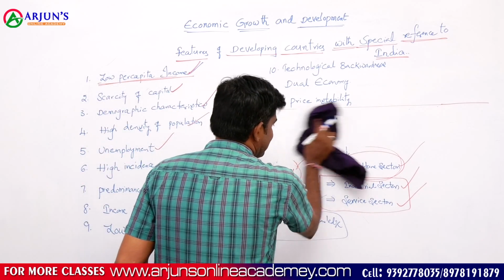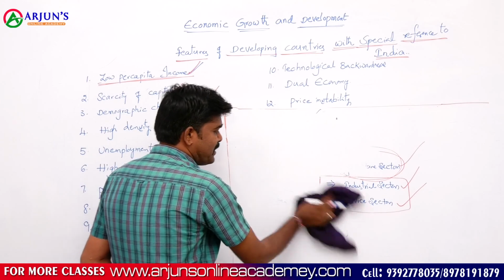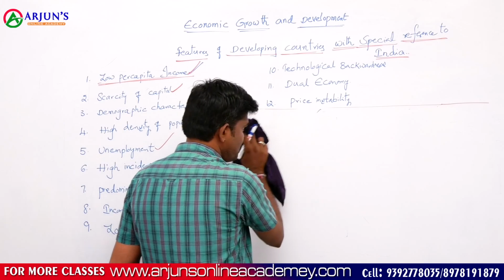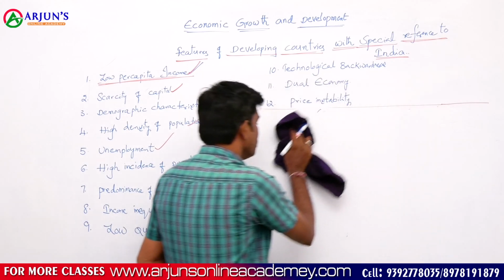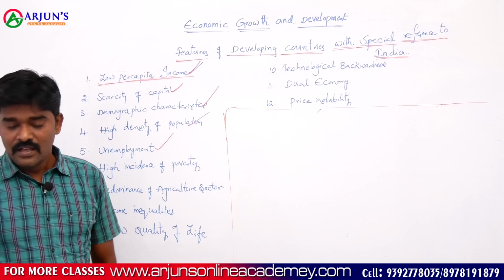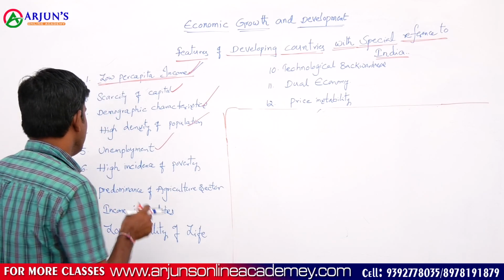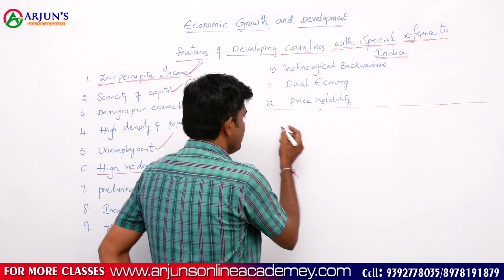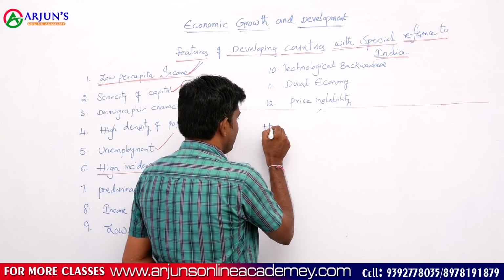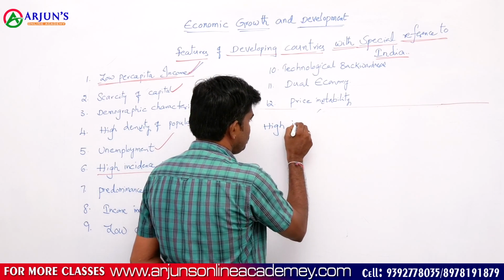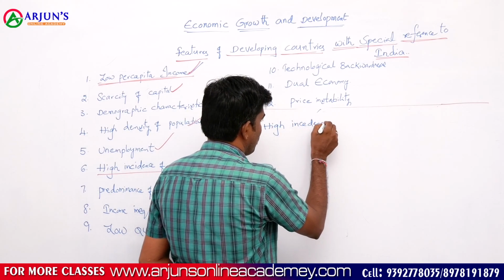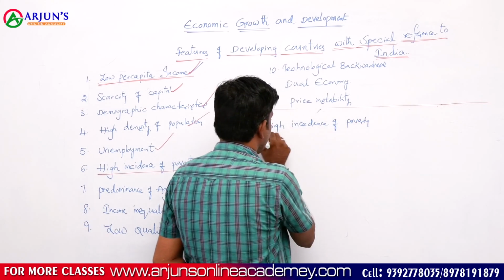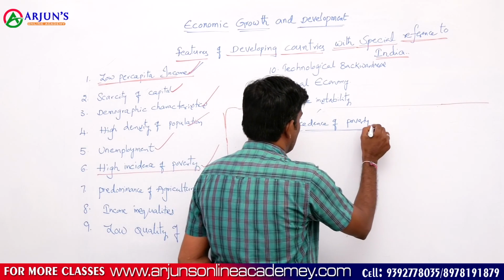Next, high incidence of poverty. This unemployment leads to poverty. What is poverty? Poverty is a situation in which people are unable to get the minimum needs to satisfy their wants. High incidence of poverty is also another important characteristic feature of a developing economy.